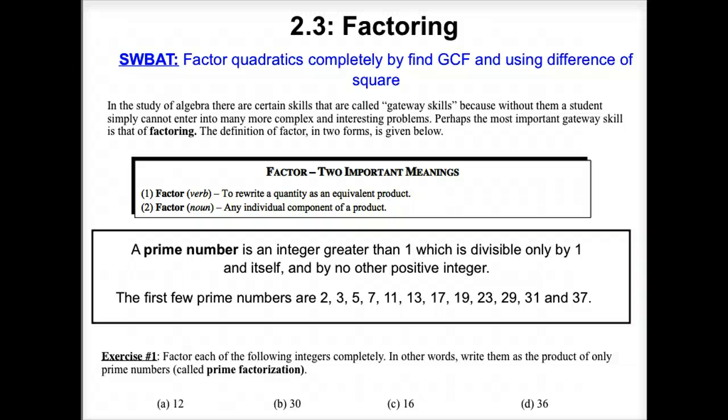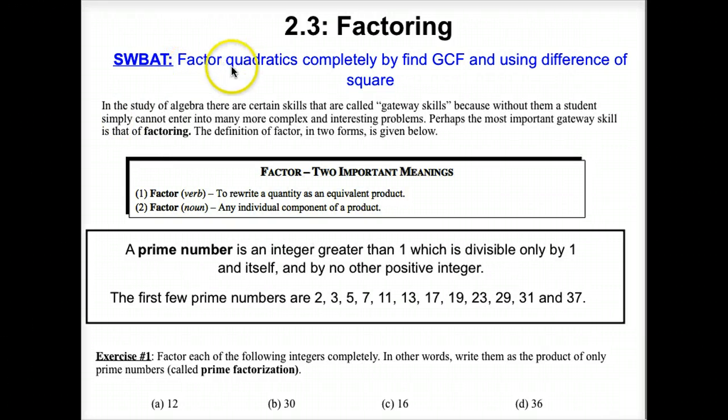Hey guys, welcome to lesson 2.3, factoring. Students will be able to factor quadratics completely by finding the GCF, the greatest common factor, and using the difference of squares.